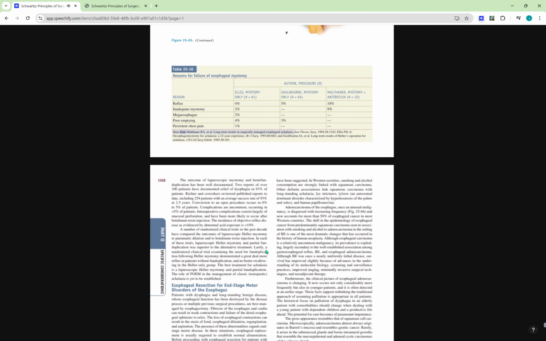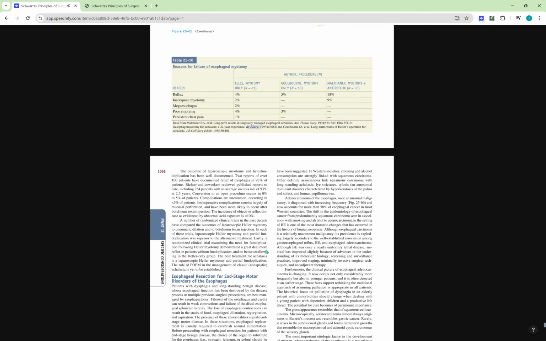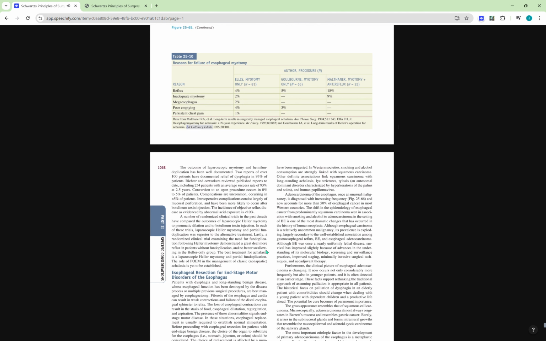Figure, table, data from Malthaner R.A. et al. Long-term results in surgically managed esophageal achalasia. Ann Thorac Surg 1994, 58, 1343; Ellis F.H. Jr. Oesophagomyotomy for achalasia, a 22-year experience. Br J Surg 1993, 80, 882; and Goulbourne I.A. and others, Long-term results of Heller's operation for achalasia. J R Coll Surg Edinb 1985.